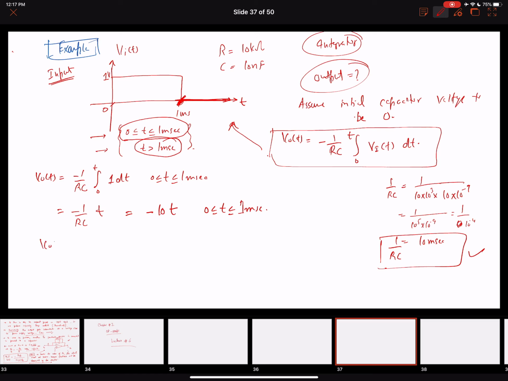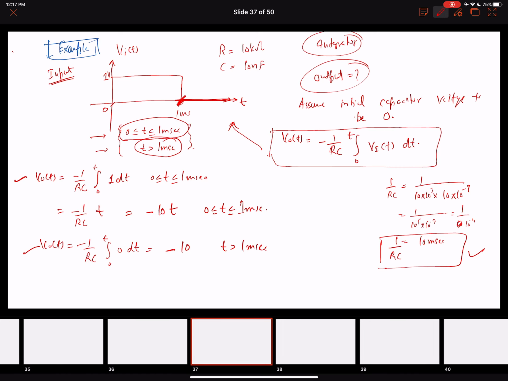Similarly, our V naught of t would be equal to minus 1 over RC, integral from 0 to t, of 0 dt. This will come out to be equal to minus 10. The value will become constant as t becomes greater than 1 millisecond. So these are the two components of the output that we can easily find out, and now we can easily draw our output signature as well.